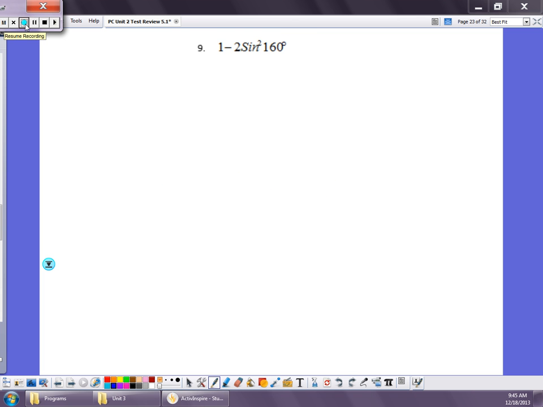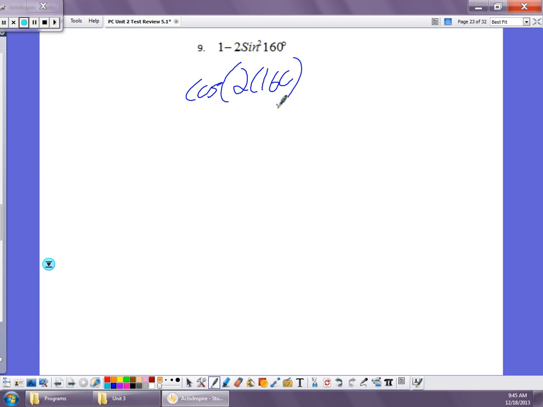So number 9 matches up with the cosine identity. So it's a double angle. So it's just cosine of 2 times 160. So that would just be cosine of what, 320? And you're done? Okay.